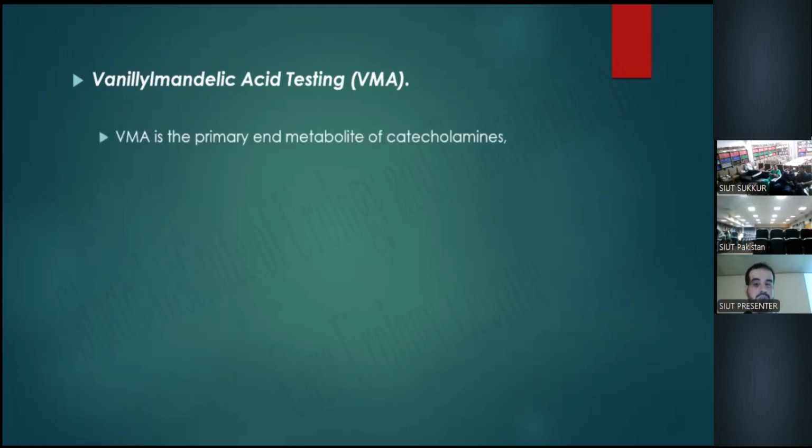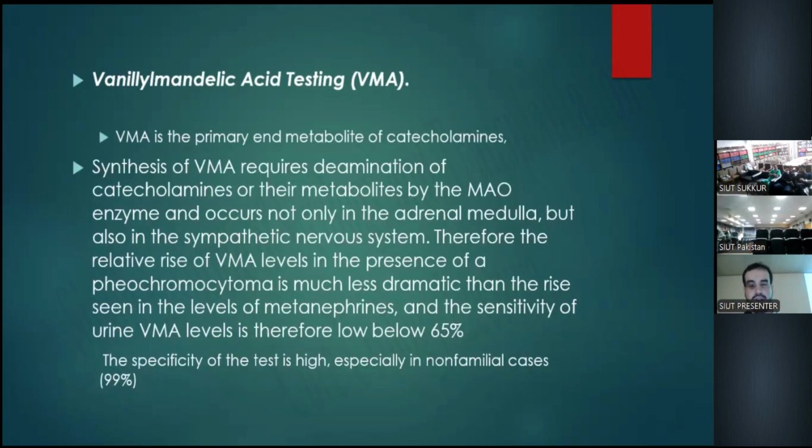Synthesis of VMA requires deamination of the catecholamines or their metabolites by monoamine oxidase enzyme and occurs not only in the adrenal medulla but also in the sympathetic nervous system. Therefore, the relative rise in VMA level in the presence of pheochromocytoma is much less dramatic than the rise seen in the level of metanephrines. The sensitivity of VMA is low, below 65%, but the specificity is almost 99%.